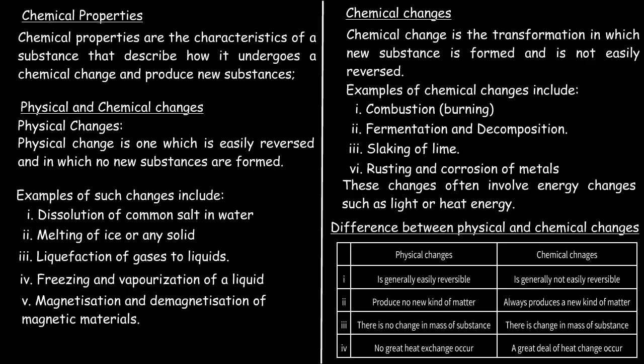For physical change, there is no change in the mass of the substance. Before and after, the mass of the substance remains the same. For chemical changes, there is a change in the mass of the substance. And lastly, no great heat exchange occurs during physical change, while chemical change is usually accompanied by a great deal of heat exchange.